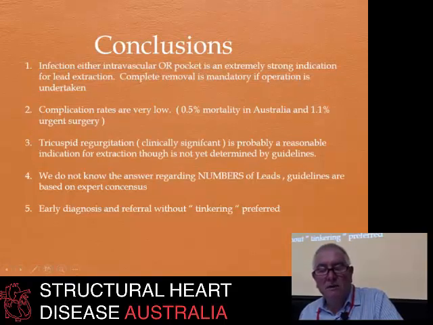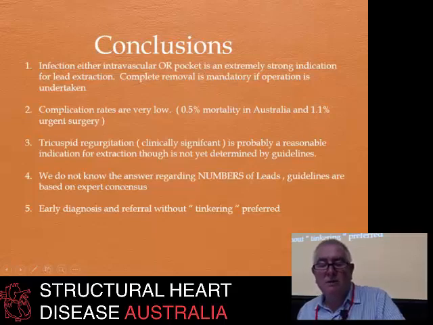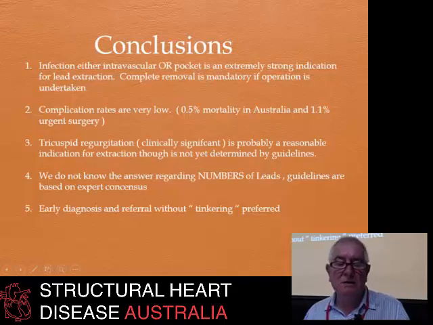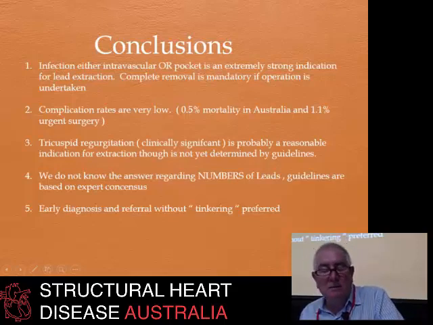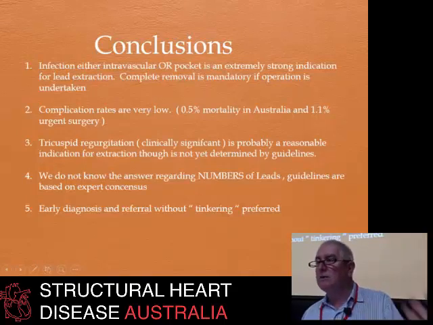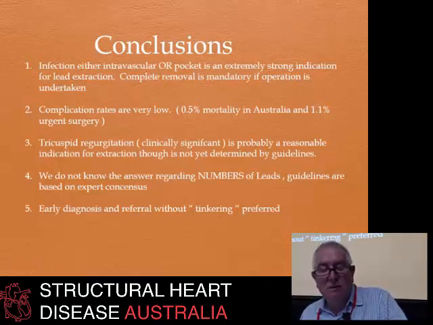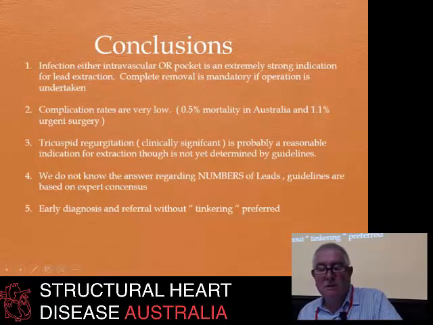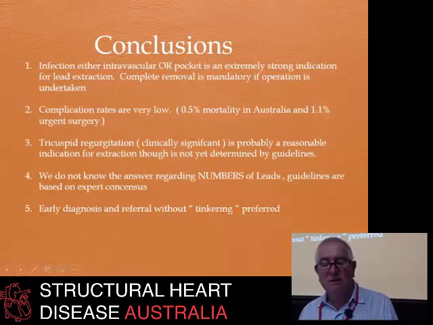Tricuspid regurgitation that is clinically significant is probably a reasonable indication for extraction, though it's not yet been determined by the guidelines. And I think if you think the lead is causing regurgitation, it's probably reasonable to look at taking it out percutaneously before going on and doing anything more invasive in terms of valve repair or replacement, as Richard had discussed earlier on today. And we don't know the number of leads that mandate removal. There's no evidence to support yay or nay there.